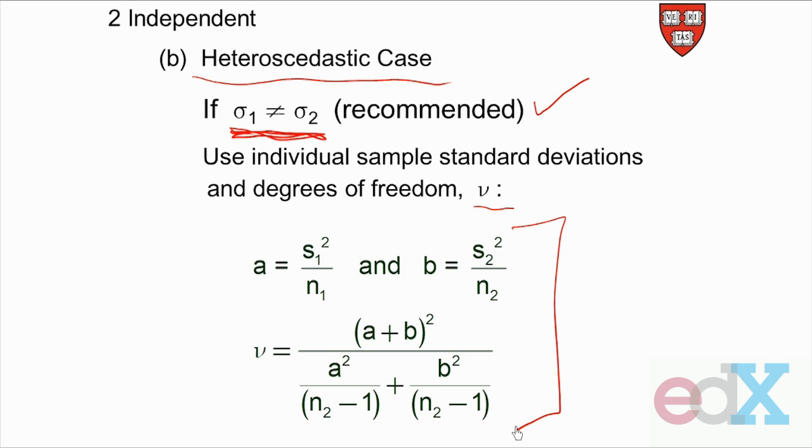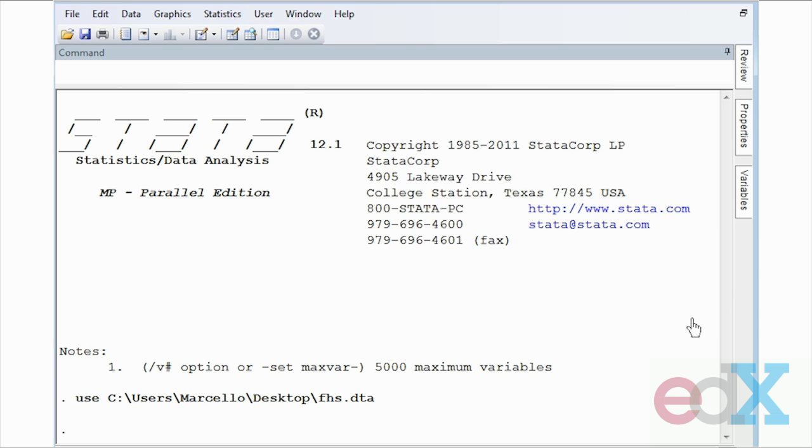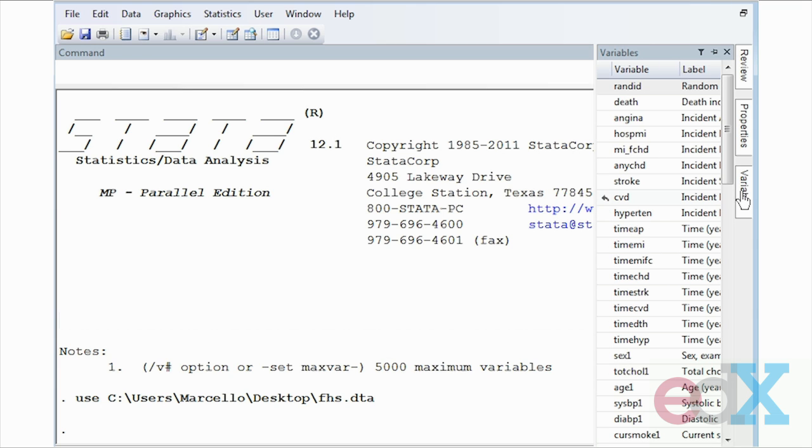So let's go off to Stata and see how easy it is to actually do these calculations. Okay, so now let's see what we can do in Stata for the two-sample independent situation where we want to do the t-test. So let's look at our variables and see what we have here.